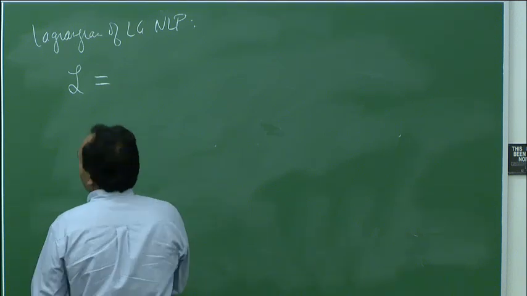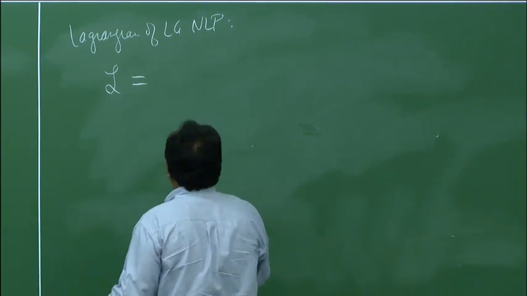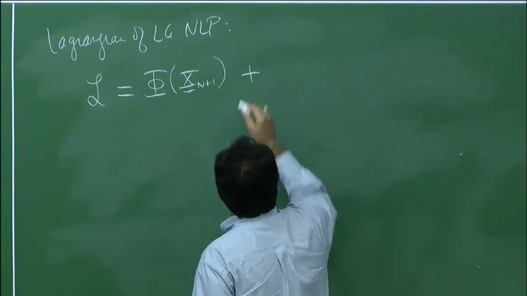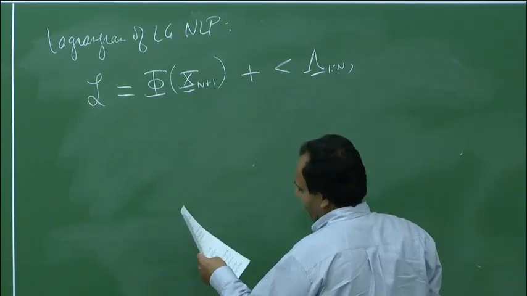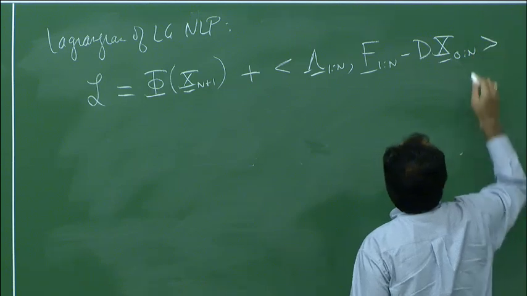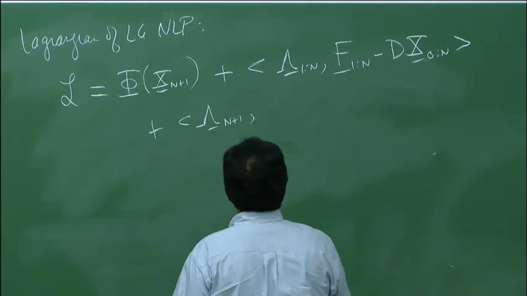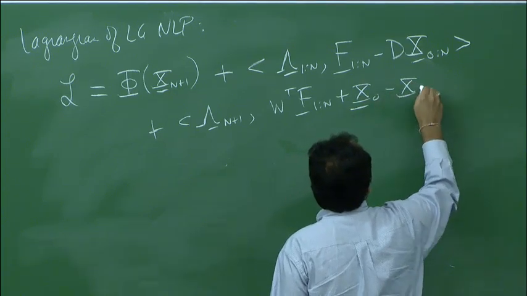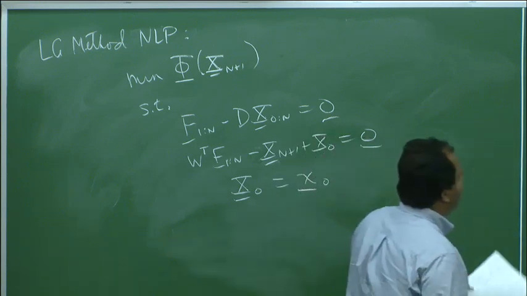Script L is, in general, the objective function plus the sum of all the multipliers times the constraints. If we write this down explicitly, that's the objective function, and then plus, we have to append the constraints to the problem. I'm going to use an inner product here: lambda, times f_(1 through n) minus D x_(0:n). That's the first part. Then there's another part with a Lagrange multiplier, which I'm going to call lambda_(n+1), multiplied by w transpose f_(1 through n) plus x0 minus x_(n+1). I've eliminated the initial state from this problem because it's fixed, so I don't need it as a variable in the NLP.